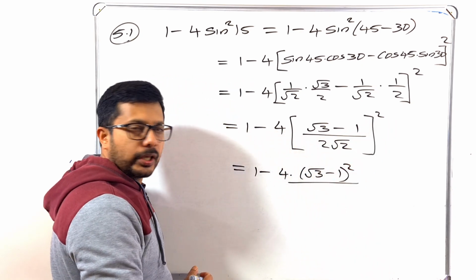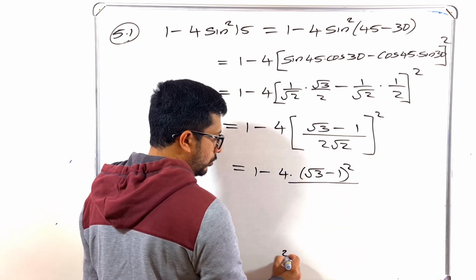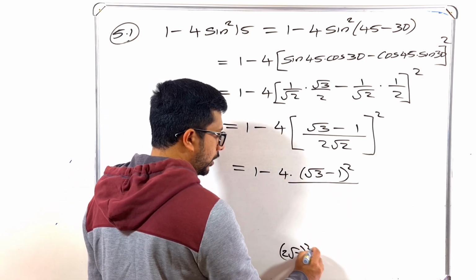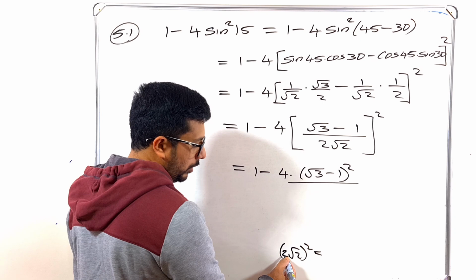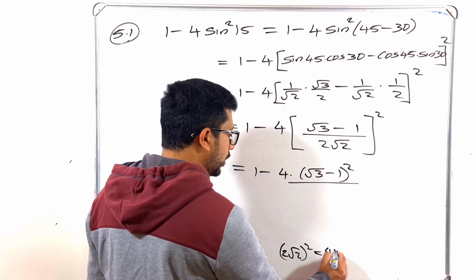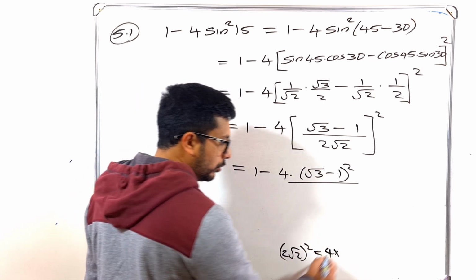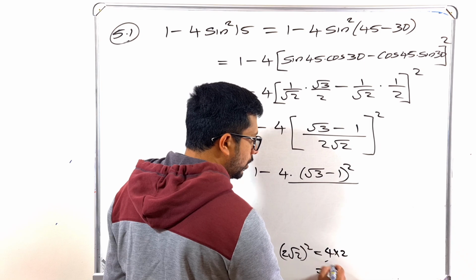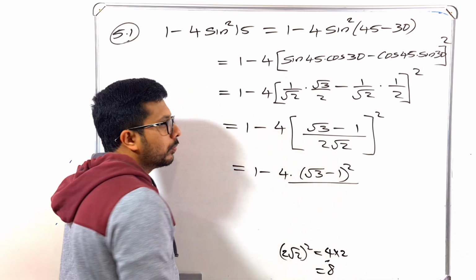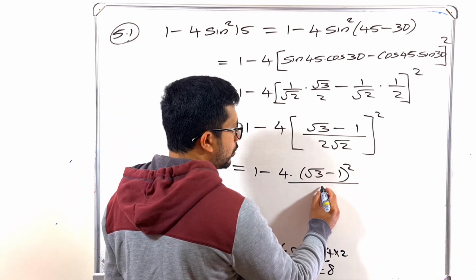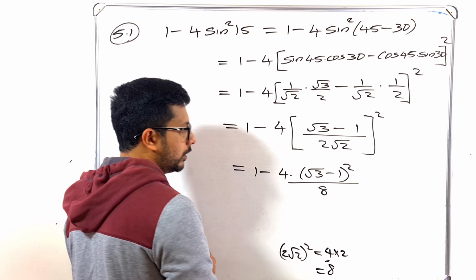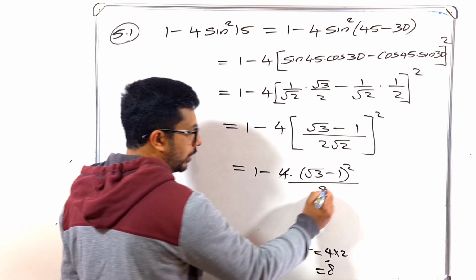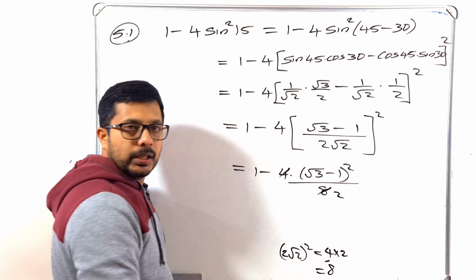2 root 2 squared is 2 root 2 squared. You can check in your calculator also if you want. 2 squared is 4 times root 2 squared is 2. That means 4 times 2, that is 8. So 2 root 2 squared is 8. So you can see this 4 and this 8 cancel, remaining is 2.